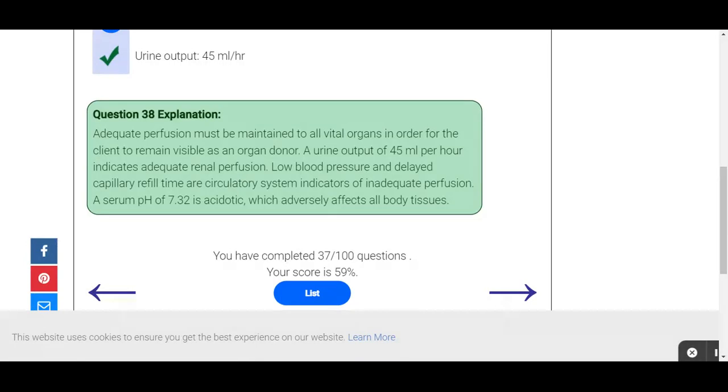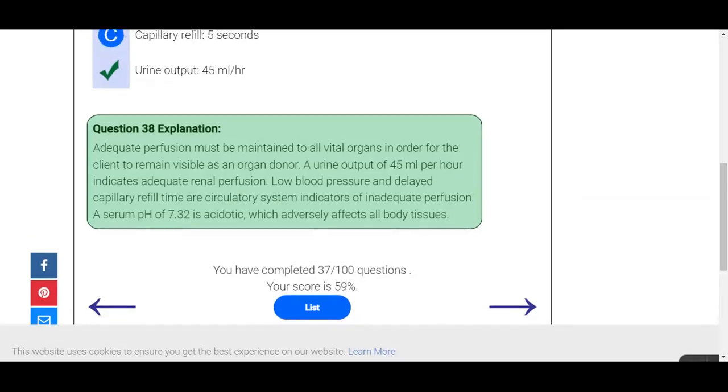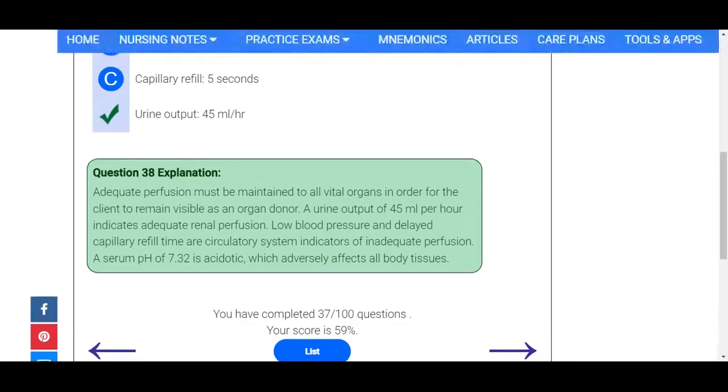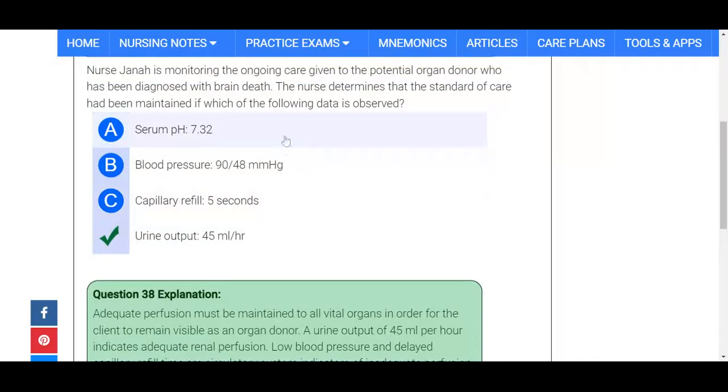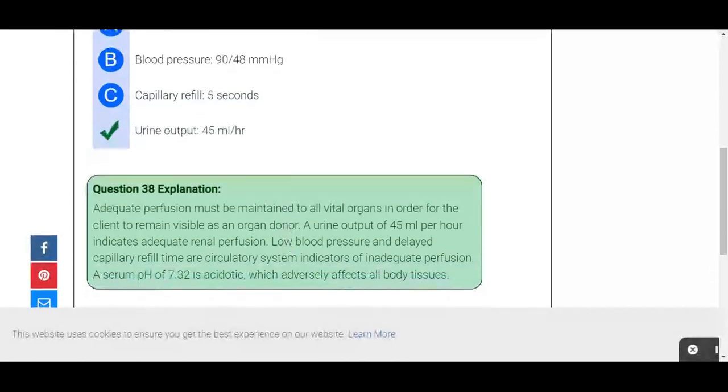Low blood pressure and delayed capillary refill time are circulatory system indicators of inadequate perfusion. A serum pH of 7.32 is acidotic, which adversely affects all body tissues. So this is already acidotic. It's low, since the normal range starts at 7.35, and that 0.03 difference makes the difference, right?